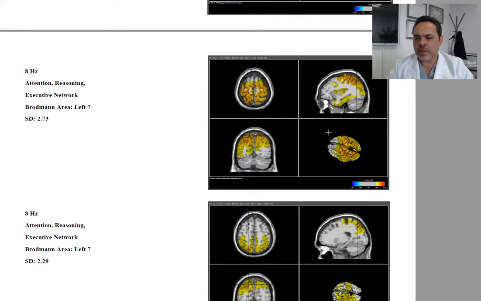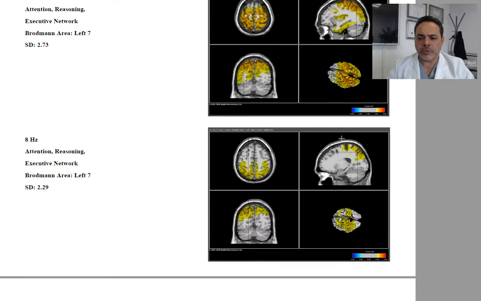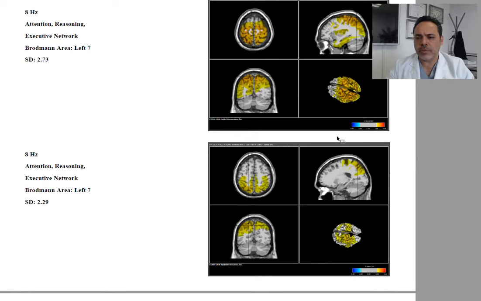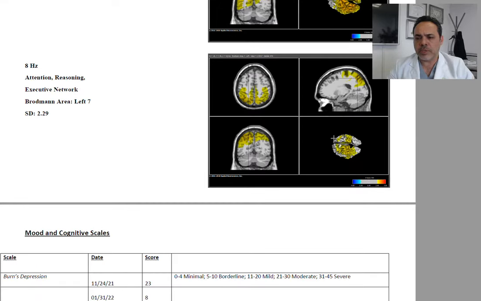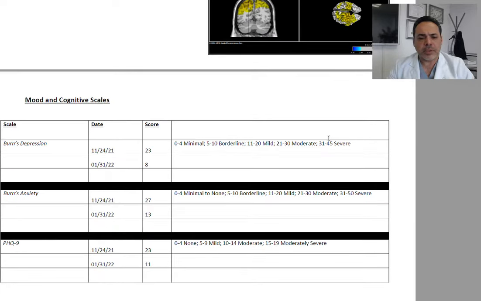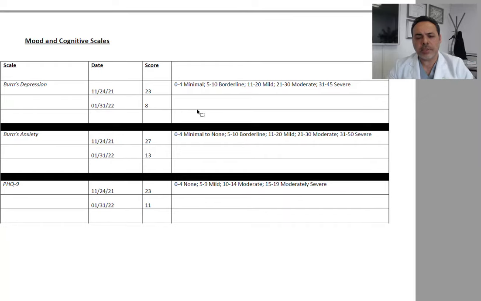No two patients are alike, and some patients' anxiety networks involve other nodes that light up as abnormal. So we use every individual's brain map to make decisions regarding which target to stimulate. And here we again see a significant improvement.